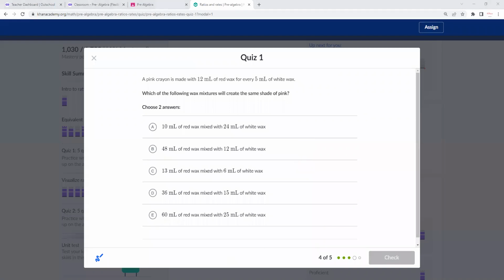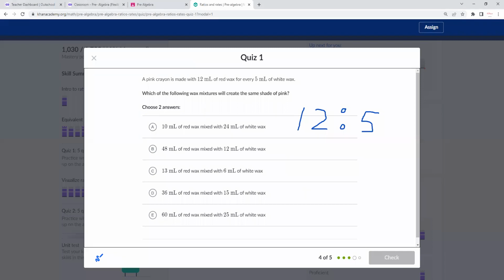A pink crayon is made with 12 milliliters of red wax for every 5 milliliters of white wax. Which of the following wax mixtures will create the same shade of pink? So we need to find equivalent ratios. Okay, let's see. It looks like they put white. So we have white wax here, red wax here.